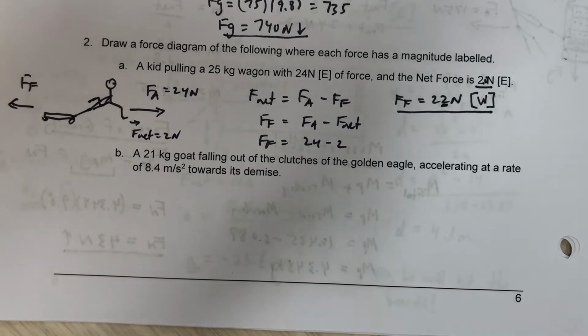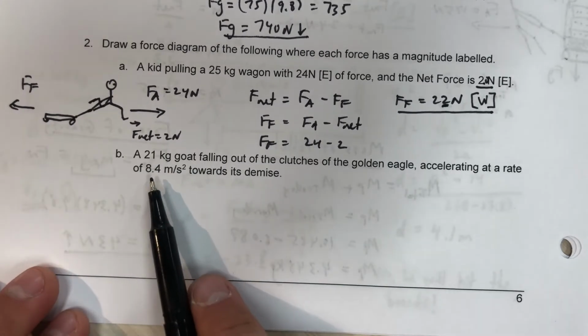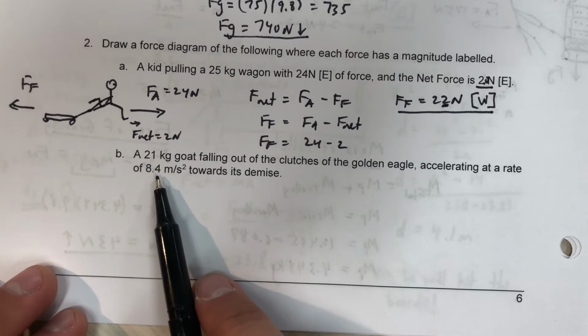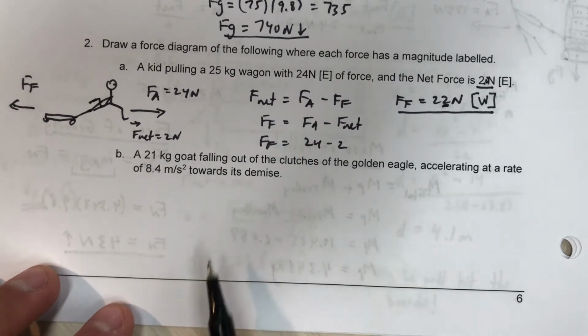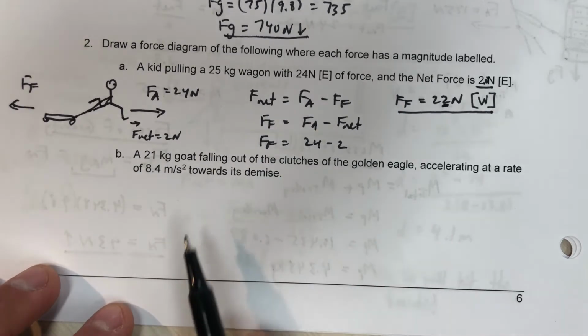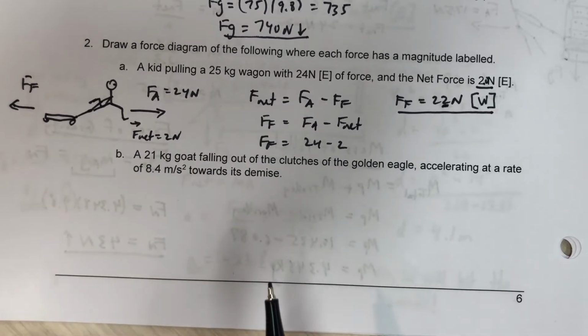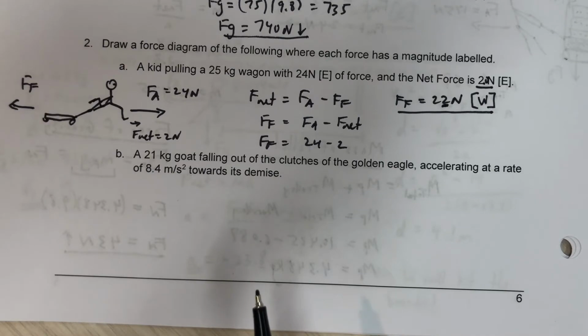For B, we have a 21 kilogram goat falling out of the clutches of a golden eagle, accelerating at a rate of 8.4 meters per second squared towards its demise. So in this case, normal gravity would accelerate this falling goat at 9.8. It's only at 8.4, meaning that there is some force of friction, aka wind resistance, that's going to be slowing this goat down.